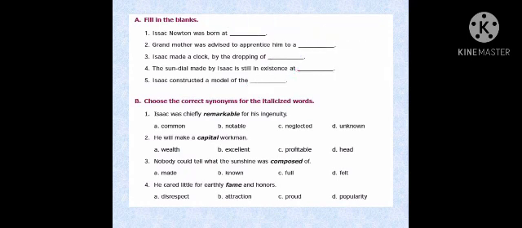Next, choose the correct synonyms. Isaac was chiefly remarkable for his ingenuity. Remarkable means notable. Next, he will make a capital workman. Capital means head. Nobody could tell what the sunshine was composed of. The meaning of composed of is made of. He cared little for earthly fame and honors. The word fame means popularity.